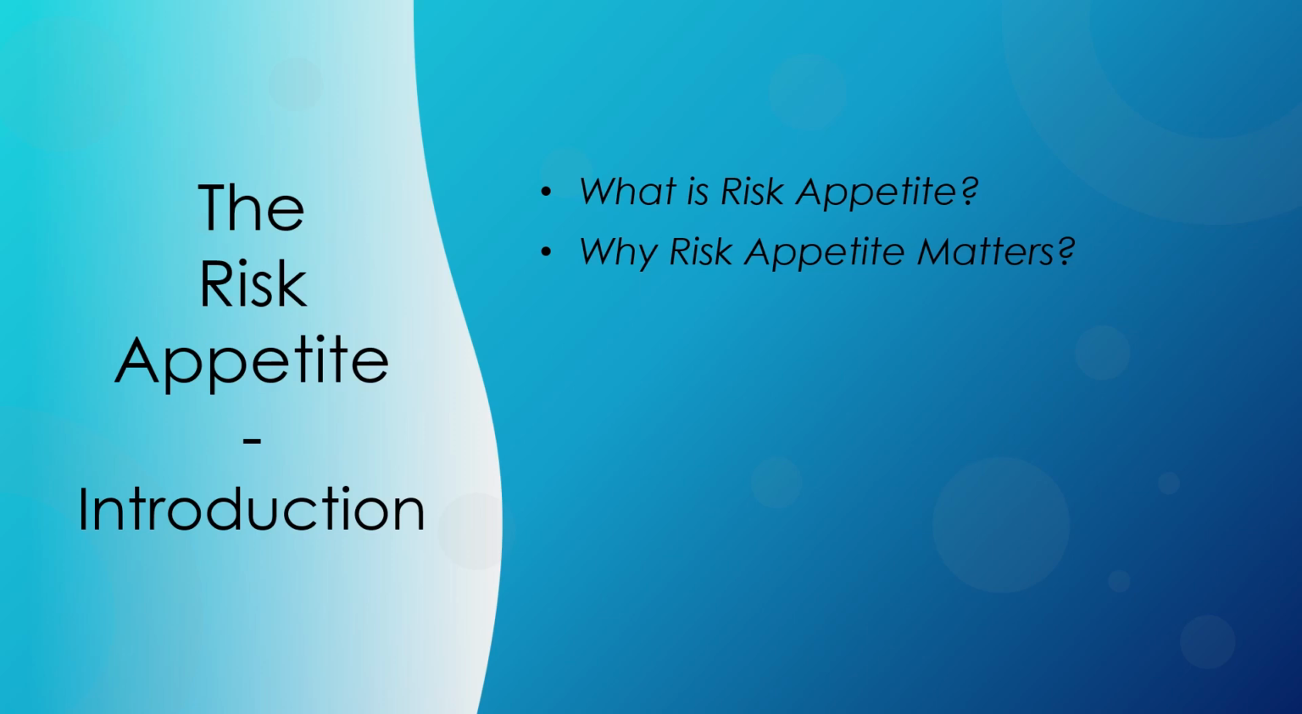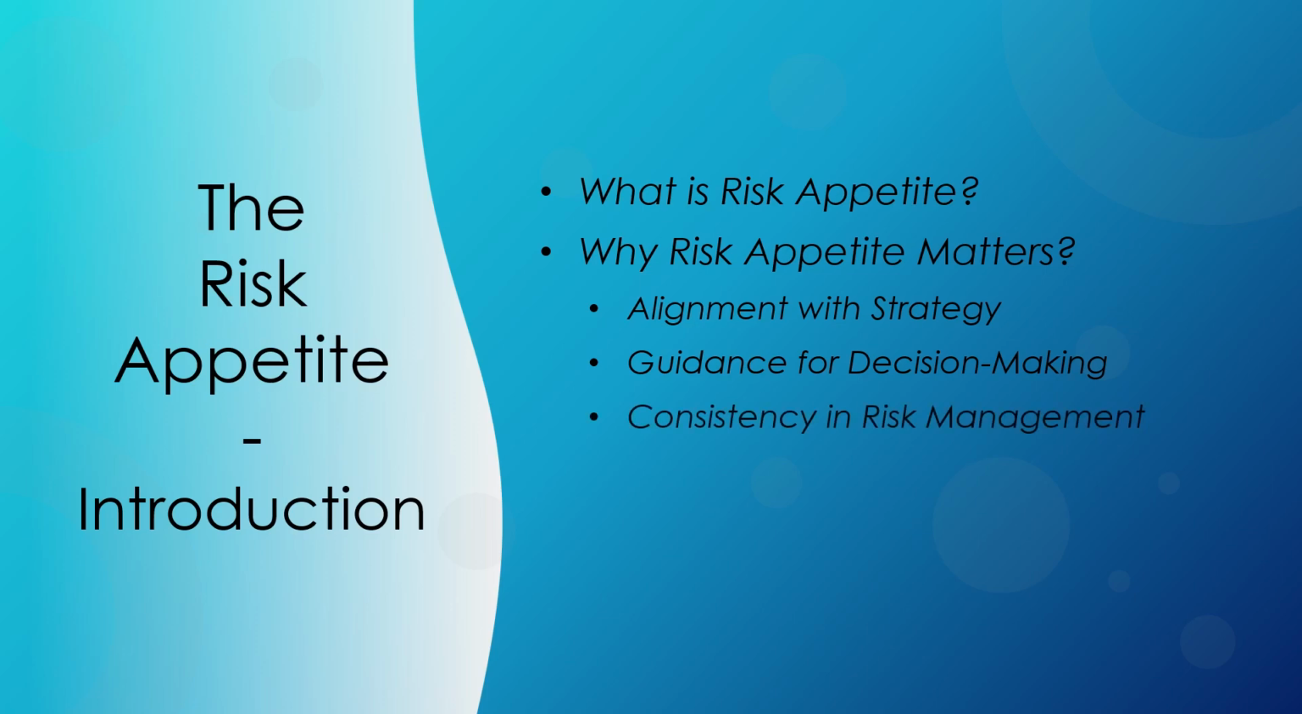Here's why risk appetite is so important. Risk appetite helps ensure that the level of risk taken is consistent with the organization's strategic objectives. It provides a framework for balancing risk and reward. Risk appetite guides decision makers in assessing risks and determining which risks are acceptable. It informs project managers on how to respond to different types of risks. By establishing a clear risk appetite, organizations can create a consistent approach to managing risks across projects and business units.